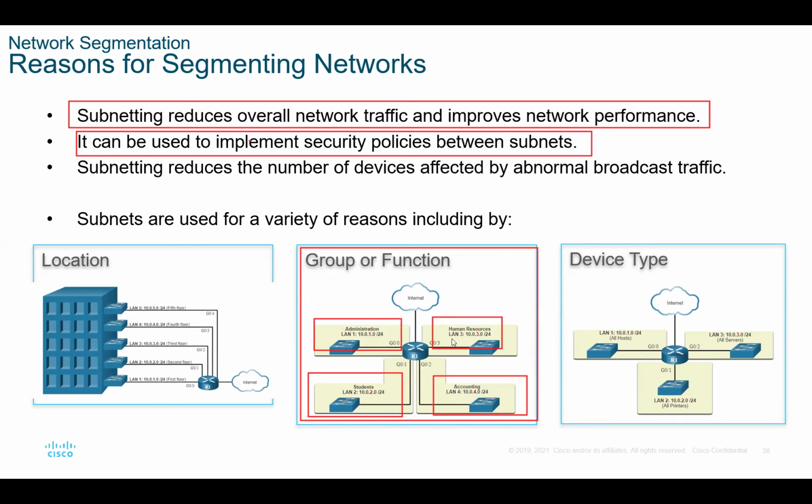But of course, for management purposes, you will look at VLANs at some point, and why we want to do inter-VLAN communication, so that if you are admin, you can still manage the people who use the accounting network or human resource network here. But for now, those are some of the reasons: security, and another thing is that subnetting reduces the number of devices affected by abnormal broadcast traffic.